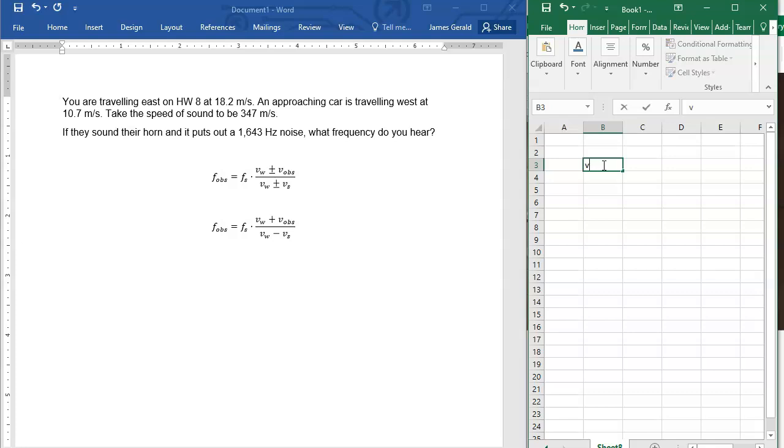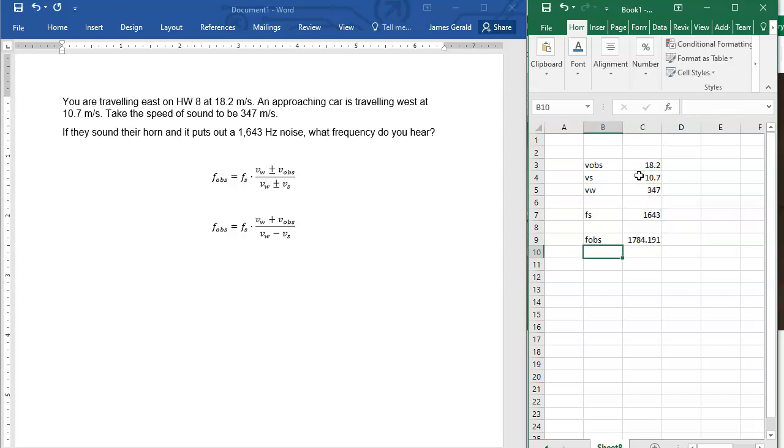So let's go here. Velocity of the observer is 18.2 meters per second. Velocity of the source is 10.7 meters per second. Velocity of sound is 347 meters per second. And the frequency of the source is 1643. And so the frequency we observe is going to be what? The frequency of the source times the velocity of sound plus the velocity of the observer, divided by the velocity of sound minus the velocity of the source.